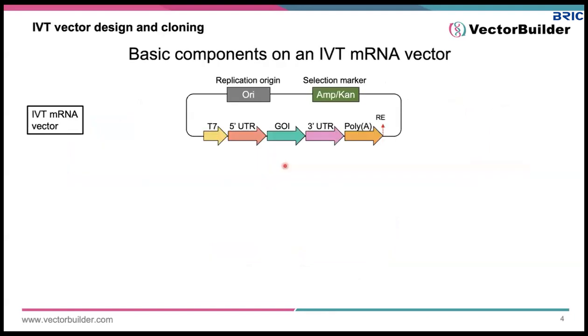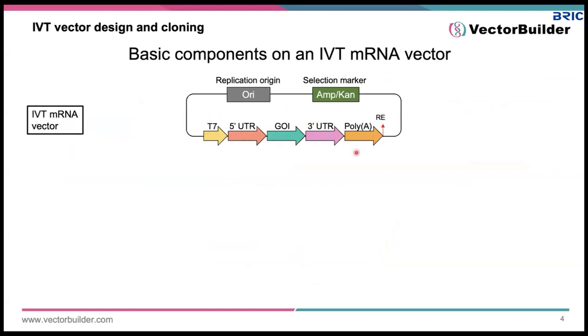So to produce an in vitro transcribed mRNA, the very first step is to clone the in vitro transcribed mRNA vector or plasmid. On this plasmid, you will find all the mRNA sequence from 5' UTR to the end of the poly A tail.